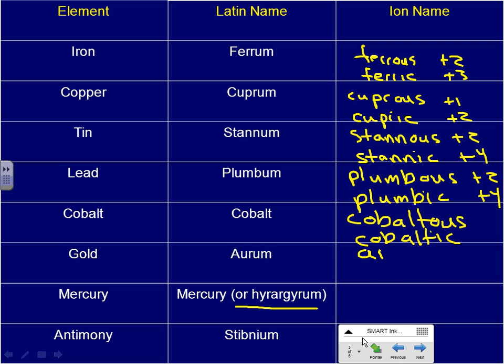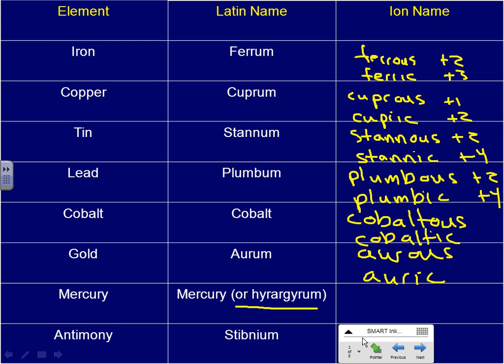For gold, we have aurous and auric. So you are going to need to memorize these Latin names. Mercury has a funny one. It's called Hg because it's like hydrargyrum or something. I don't even know how to say it. I never say that word. That's where the Hg comes from. Yeah, that's where those symbols are coming from. The symbols that are strange are coming from the Latin names. That's where our Cu comes from for copper.